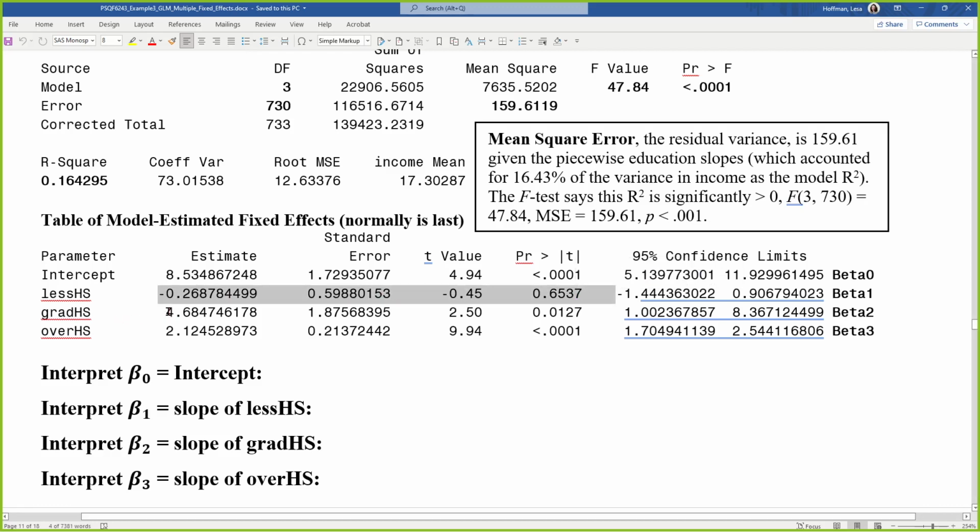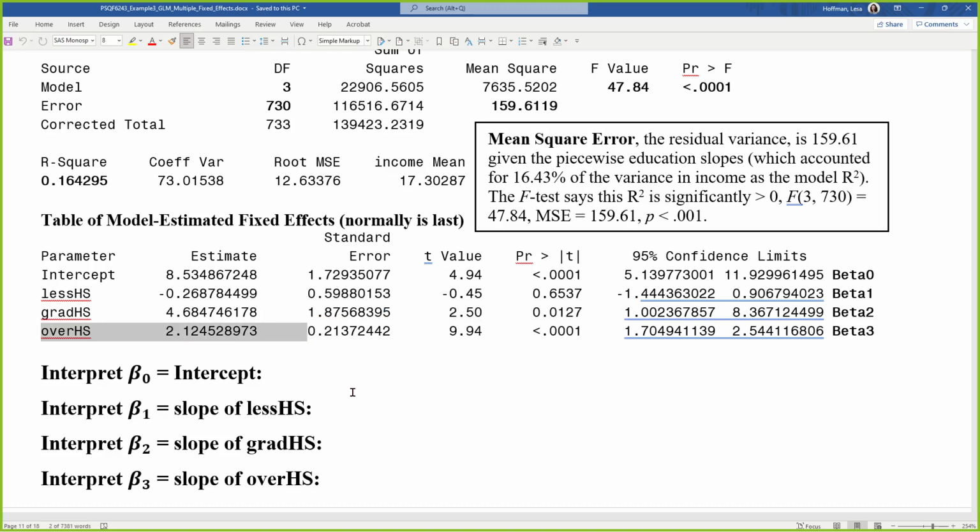If you get a high school degree, now that one picks up where the first one left off, $4,600 more, which is a positive slope that's significant. And then after 12th grade, for every additional year of education that you have after 12th grade, you make $2,100 more. And that is also a significantly positive slope.